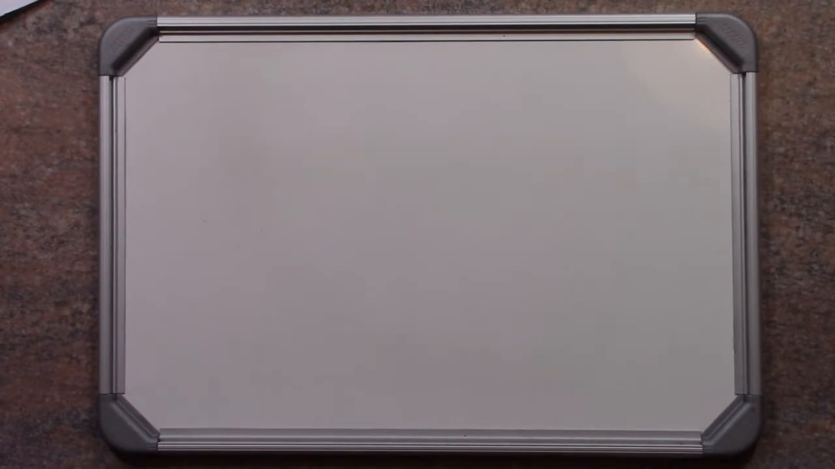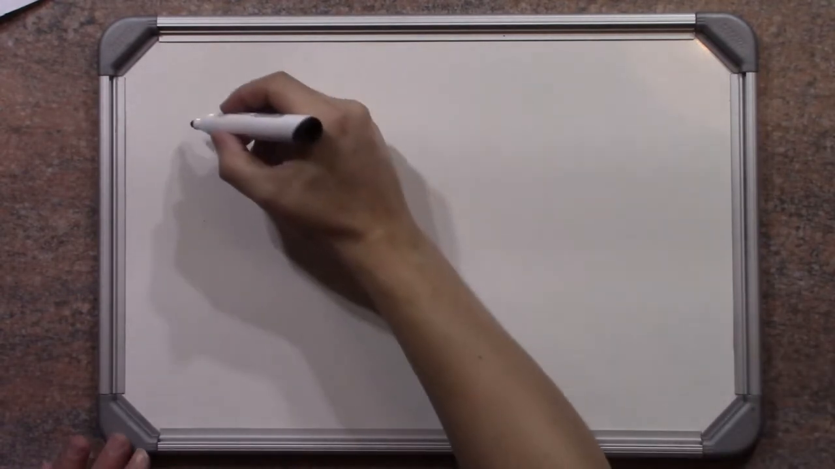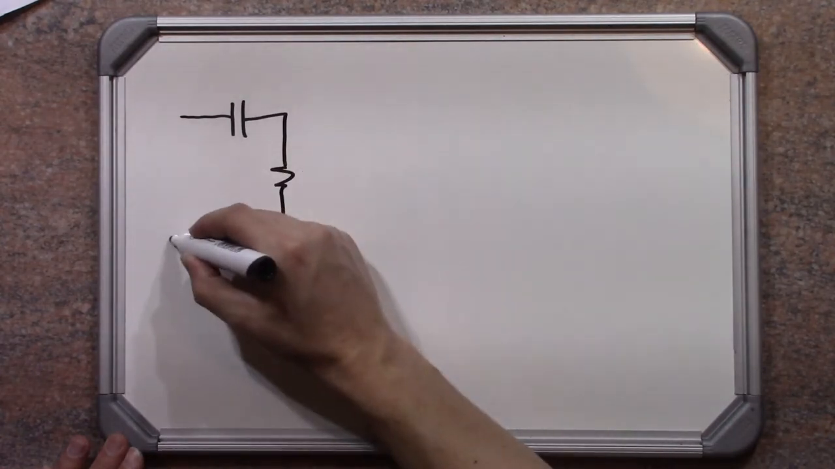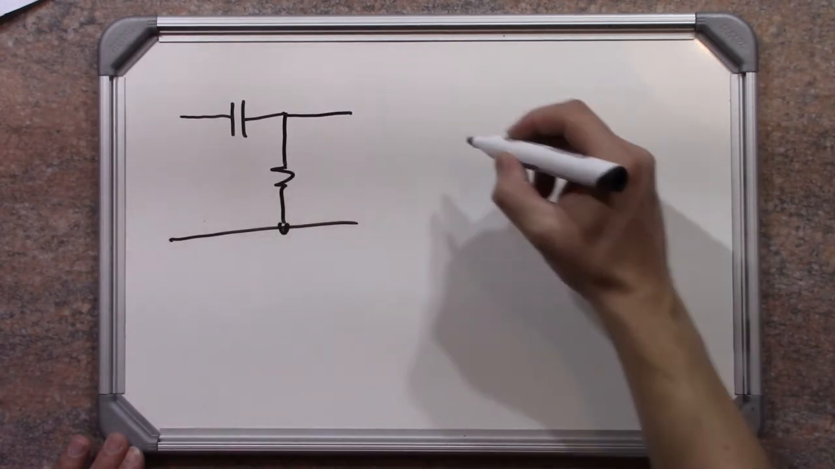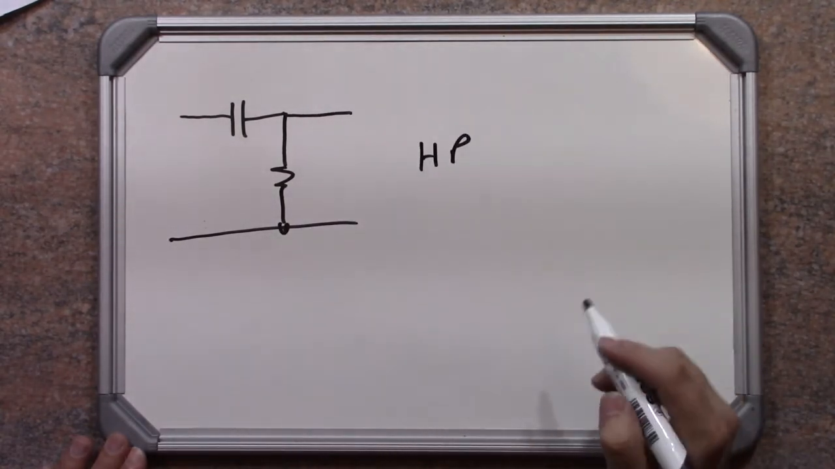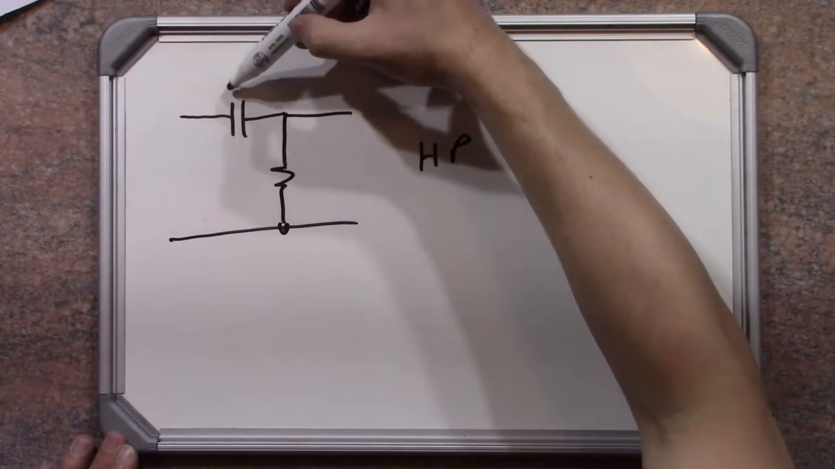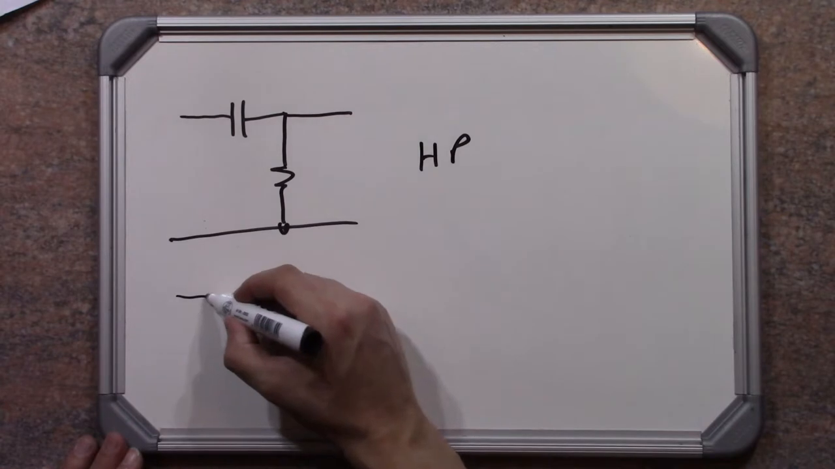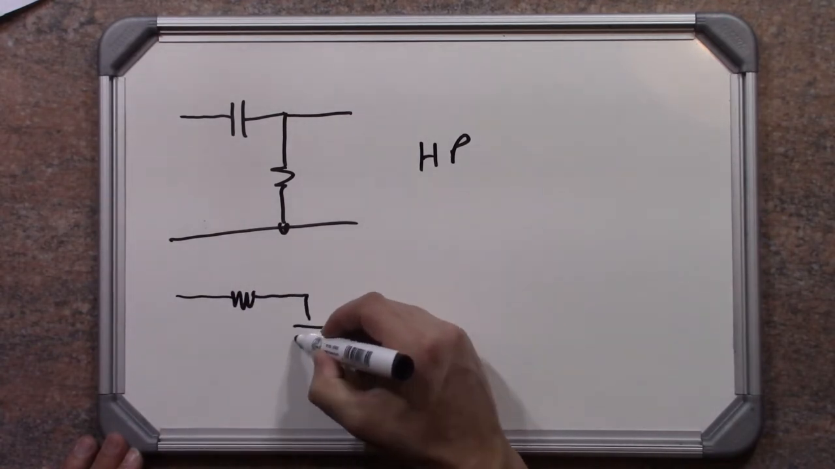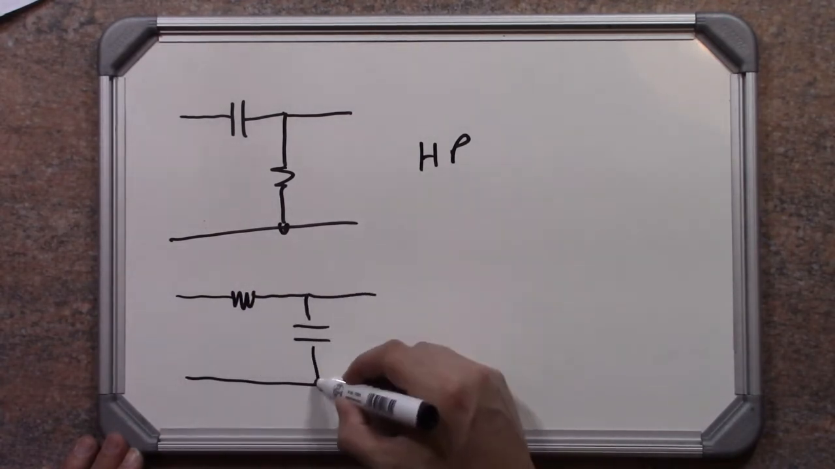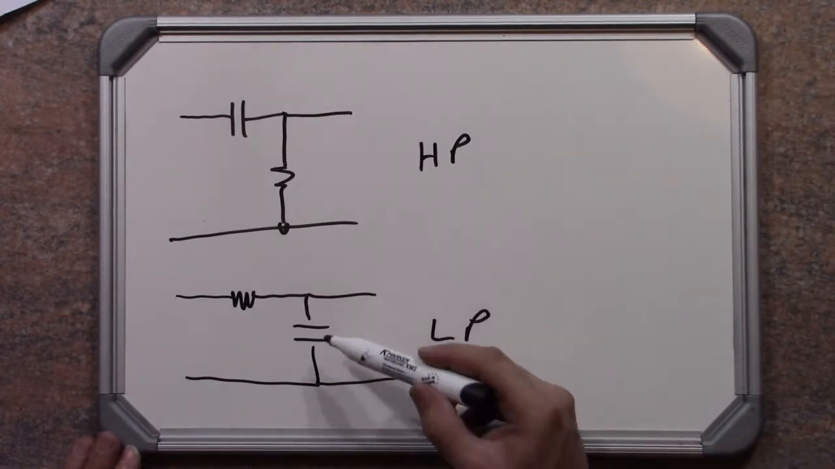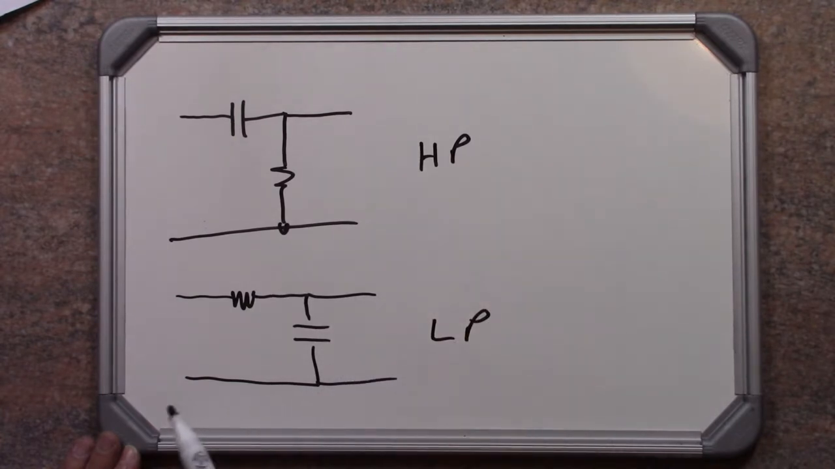So a filter is simply an RC network. If you've got a capacitor and then a resistor, like that, then this will be a high pass filter, because high frequencies can go through the capacitor but lower frequencies can't. If you've got the two swapped around, that becomes a low pass filter, because now all the high frequencies are shorted out by the capacitor but all the low frequencies are free to pass through it.